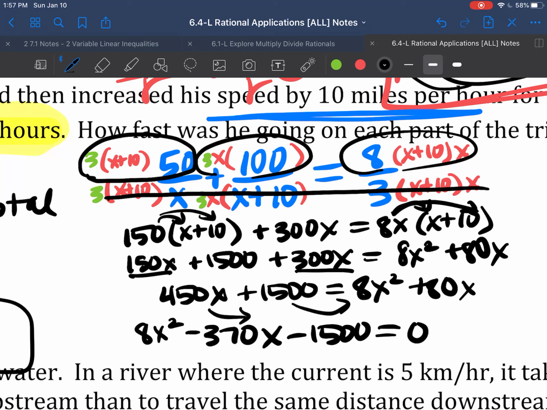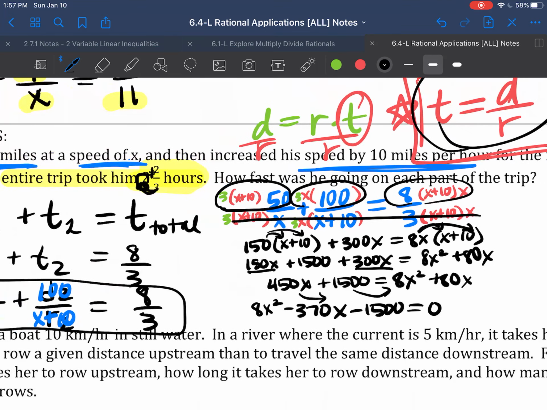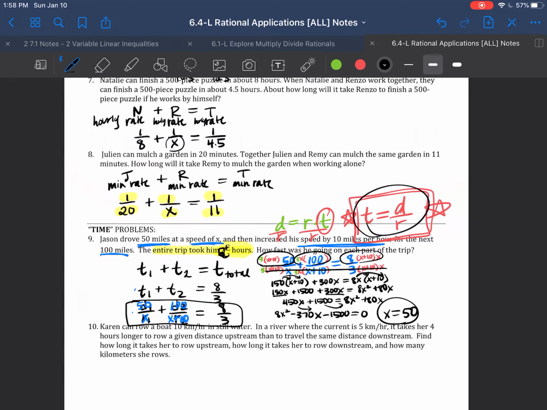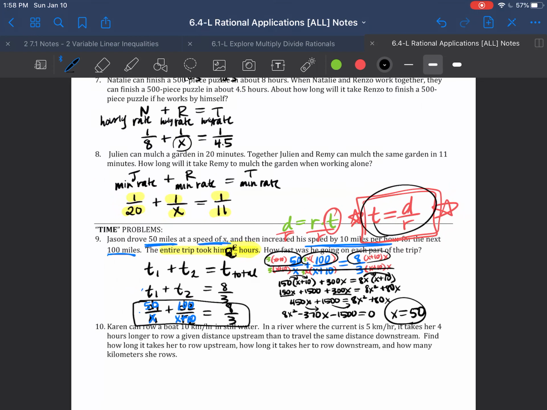One of them's negative, and so I'm not going to use that as part of my solution because it doesn't make sense in this context. We're not going to have negative answers. Okay, so ignore the negative. And then the positive answer is 50. Okay, so x equals 50 would be what we want to use for this answer. Okay, so now that we have x equals 50, we need to answer the actual question.